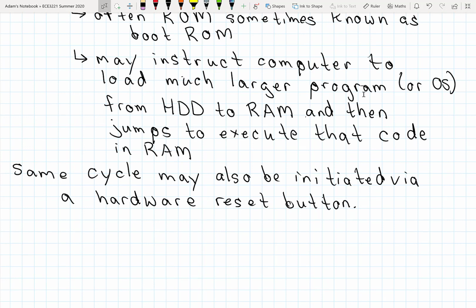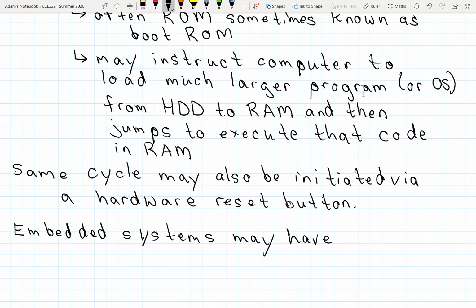But as I said, when we're talking about embedded systems, it's quite normal and really most common to have the entire program in ROM or flash memory.